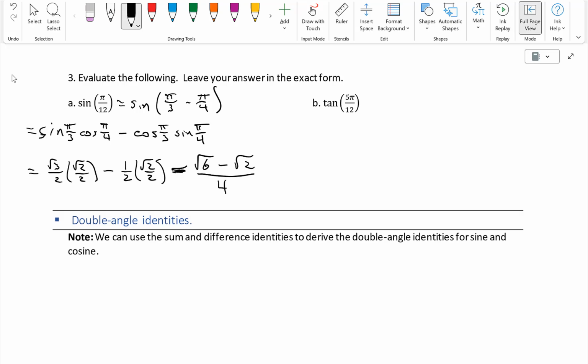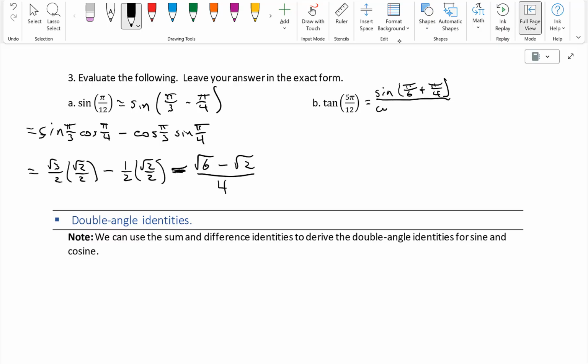all over 4. For tangent, you'll notice we didn't write a formula there. There are formulas you can memorize if you want to, but really we just want to go back to the fact that tangent is equal to sine over cosine. And so for this one, we're going to do sine of pi over 6 plus pi over 4.